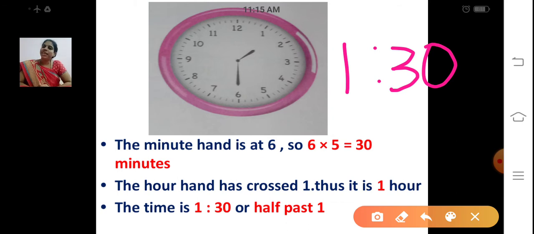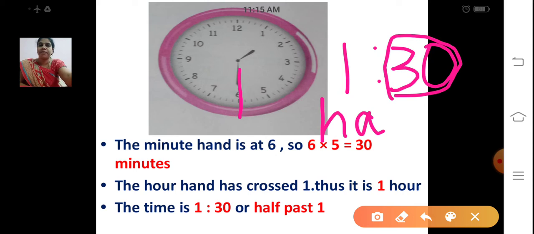1 hour, 30 minutes. How to say this in other way? So it is at 6. What do we say it as? Half past. So half an hour is over, right? So half past. Half is over. This 30 represents half.